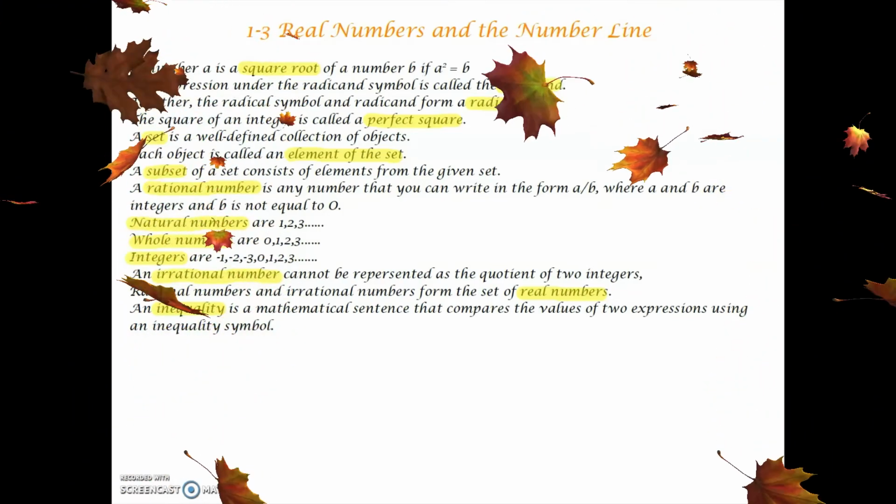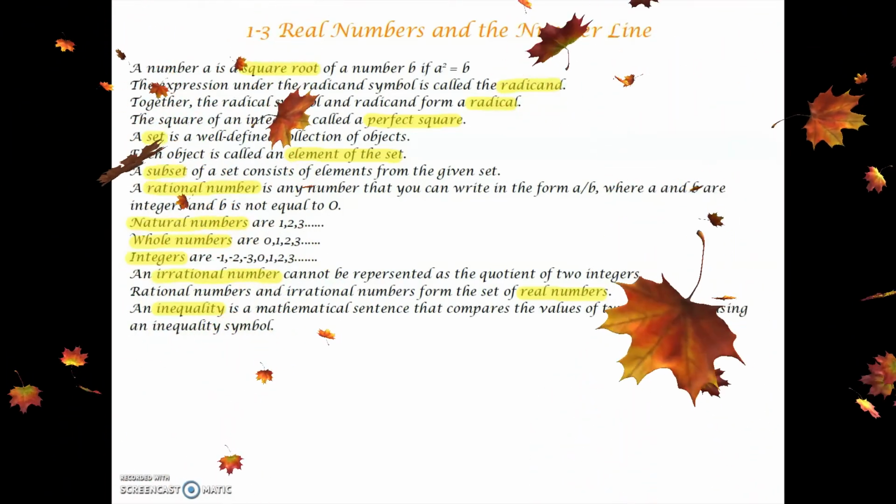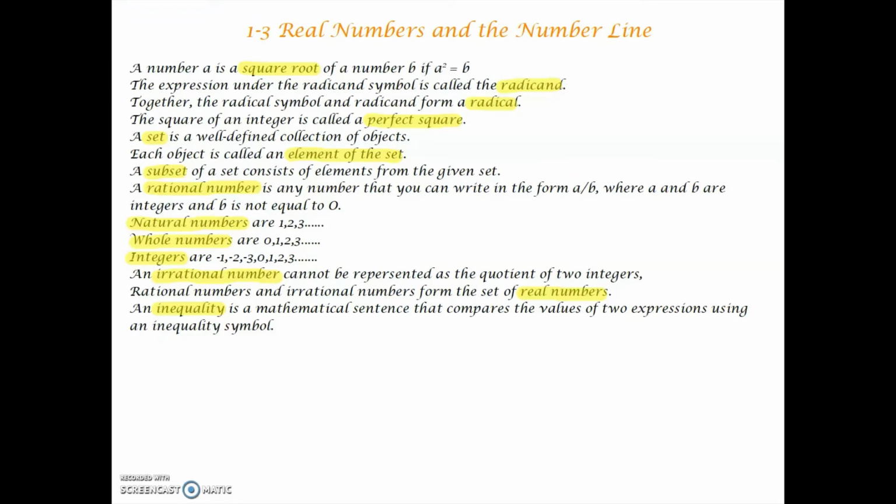Chapter 1, Lesson 3, Real Numbers and the Number Line. This lesson's vocabulary words are square root, radicand, radical, perfect square, set, element of the set, subset, rational number, natural numbers, whole numbers, integers, irrational numbers, real numbers, inequality.